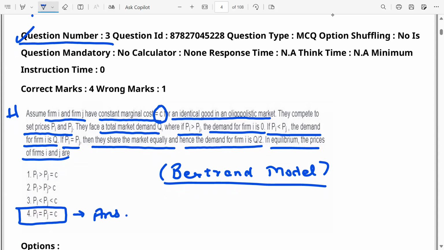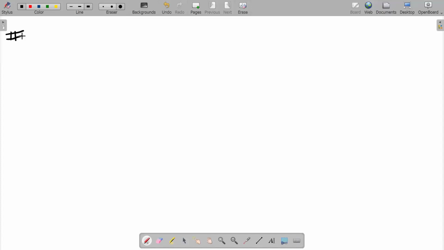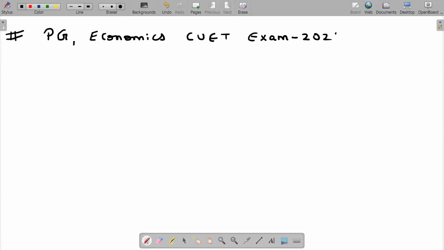Okay, so I can quickly come to the whiteboard and I can just revise the Bertrand model with all students. I am just writing the main heading for completeness. We are looking at PG Economics CUET exam 2024. Okay, we are looking at this particular exam. So we are looking at question number 3. I'm just writing what is given.